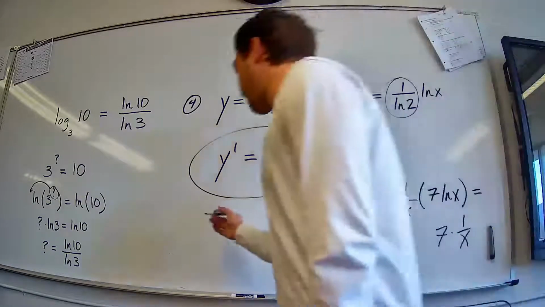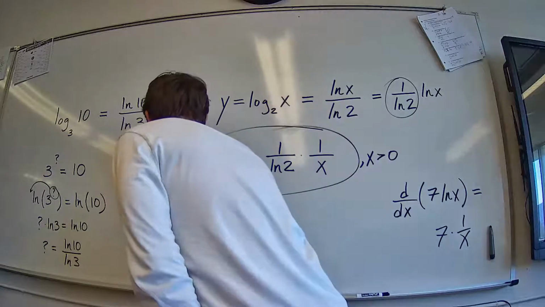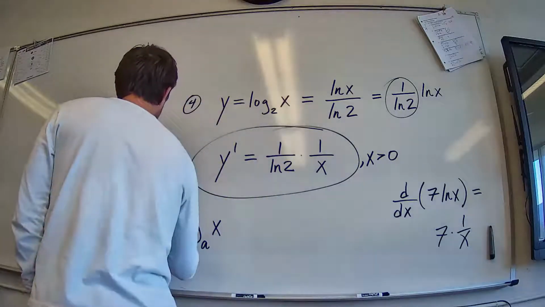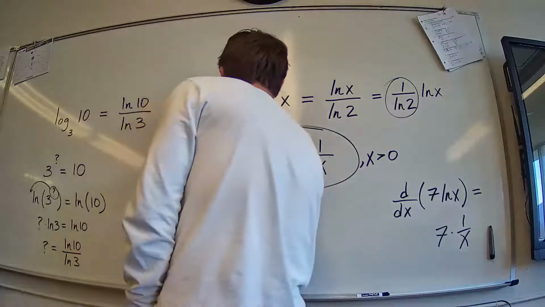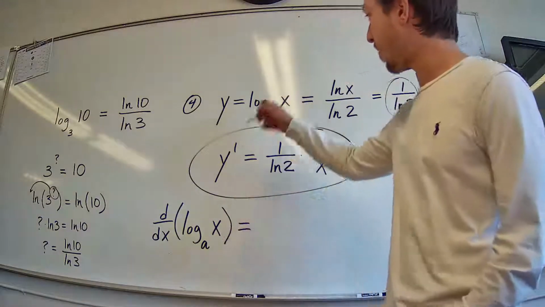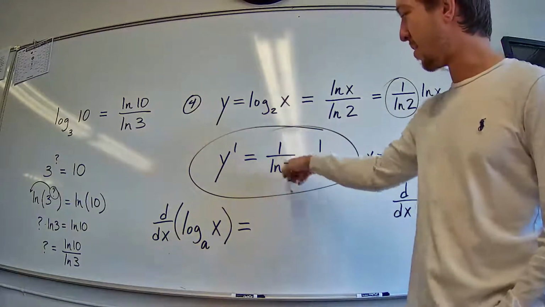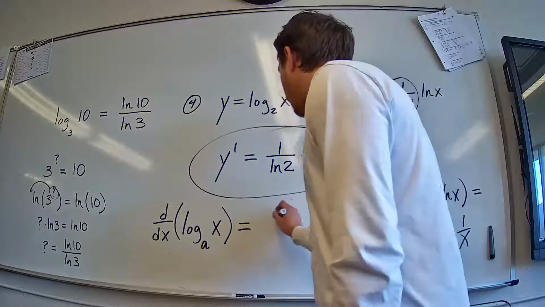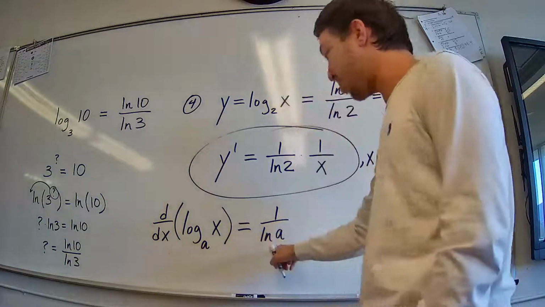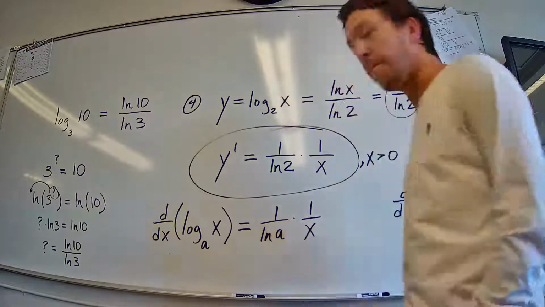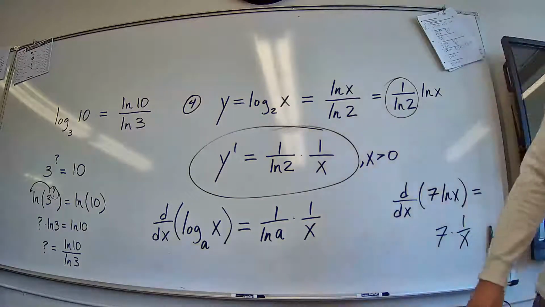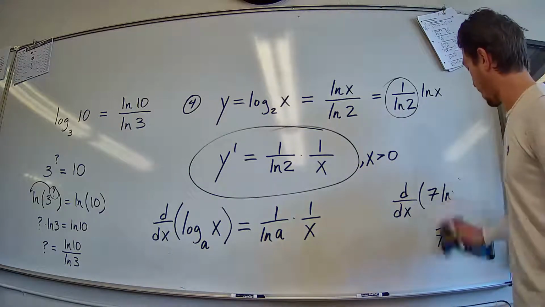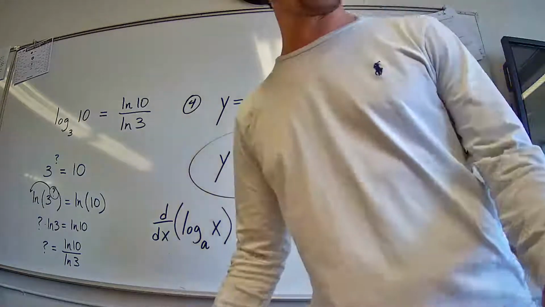What if I had log base a of x? Log base 2 of x turns into this constant times 1 over x, so log base anything of x would be 1 over natural log of a times 1 over x. The derivative of the natural log of x is 1 over x. We did that in number 3.